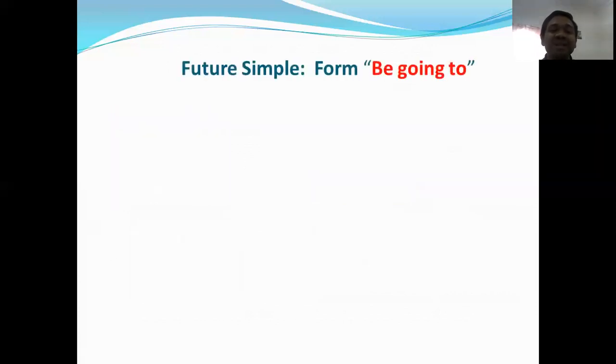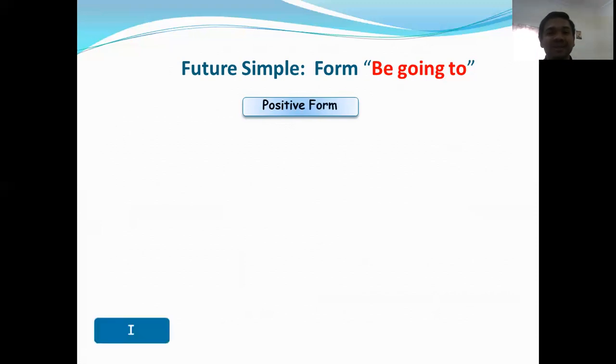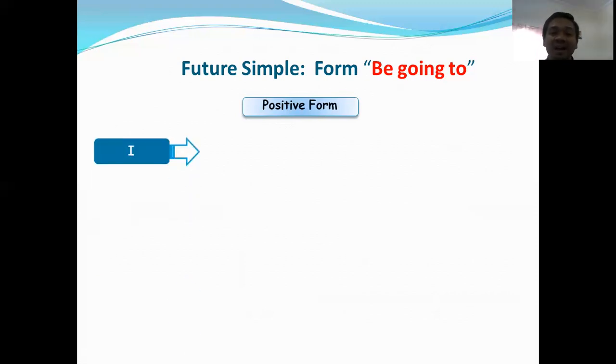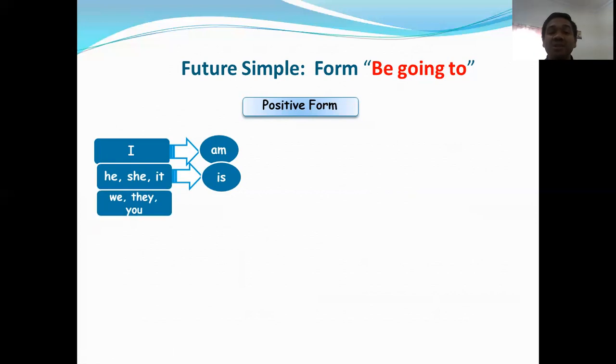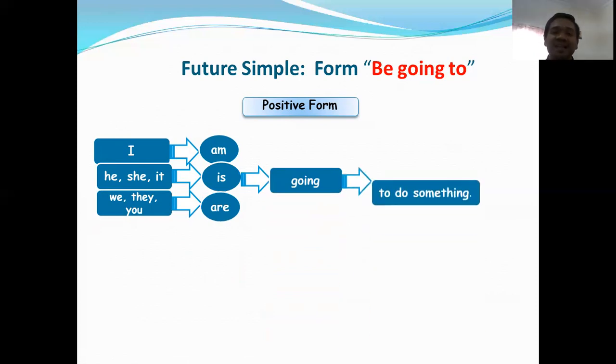Okay. And this time, let's talk about future simple, but this time the form be going to. So how can we formulate be going to in positive form? Easy. We have here I plus am, of course. Next to I is always am, okay? So we have here he, she, and it, of course. We have to use is. And we, they, and you, we have to use are. And then going, and then the rest of the sentence, okay?